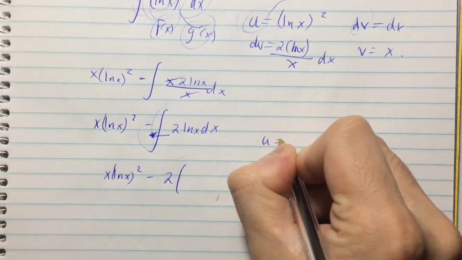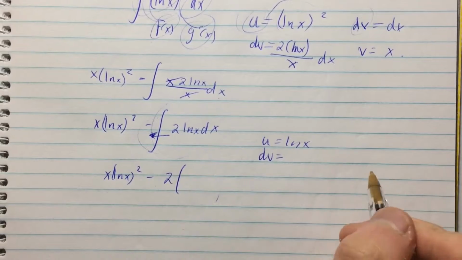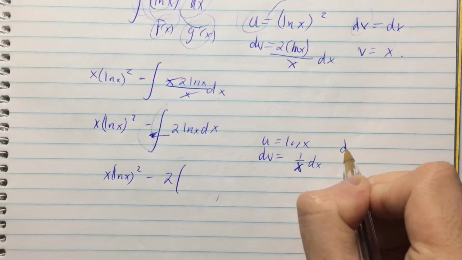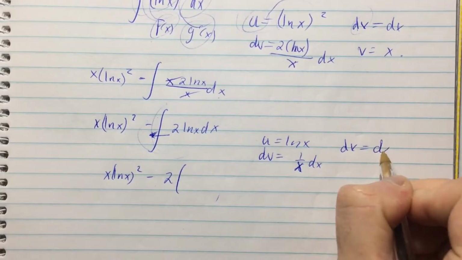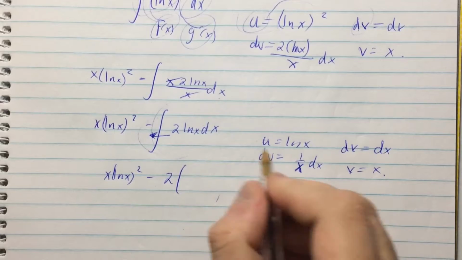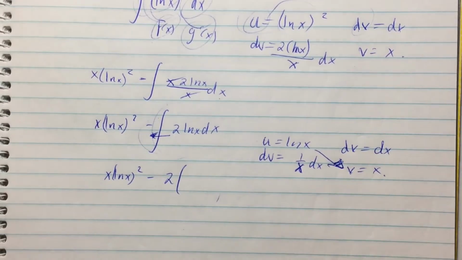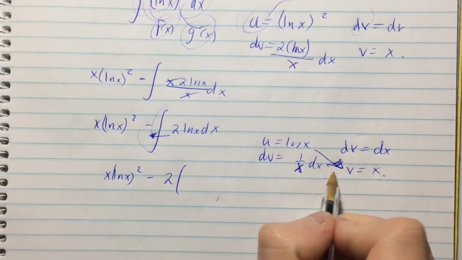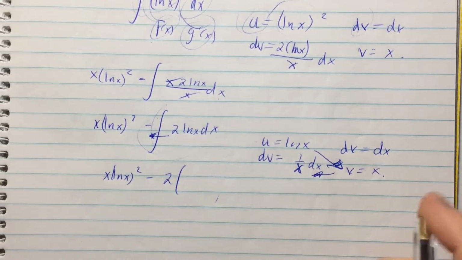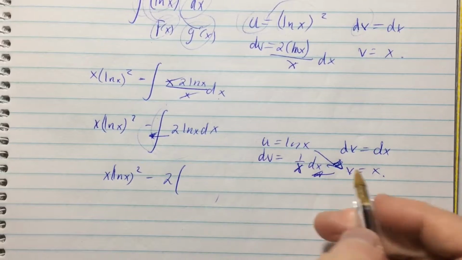So u is equal to ln of x, du. Well, we know the derivative of ln of x is 1 over x dx. And dv is equal to dx, which means that v is equal to x. So now it's uv minus the integral of v du. So literally like that, you can draw a diagonal arrow and then go this way. You can make that your own little way of thinking about it, like diagonal right and then left.